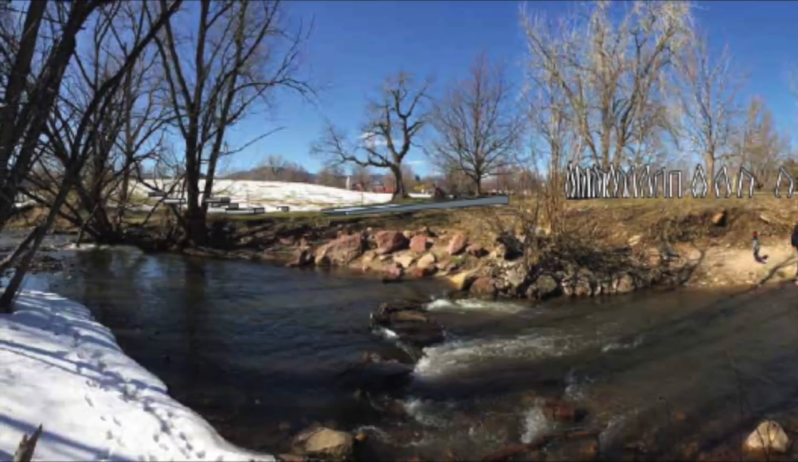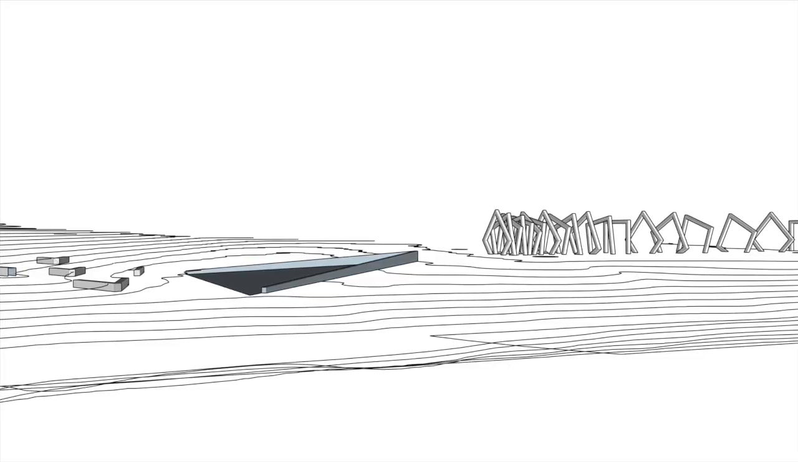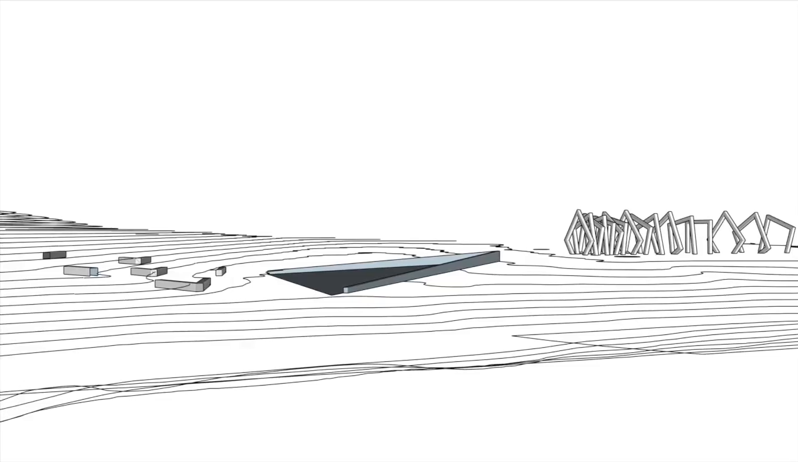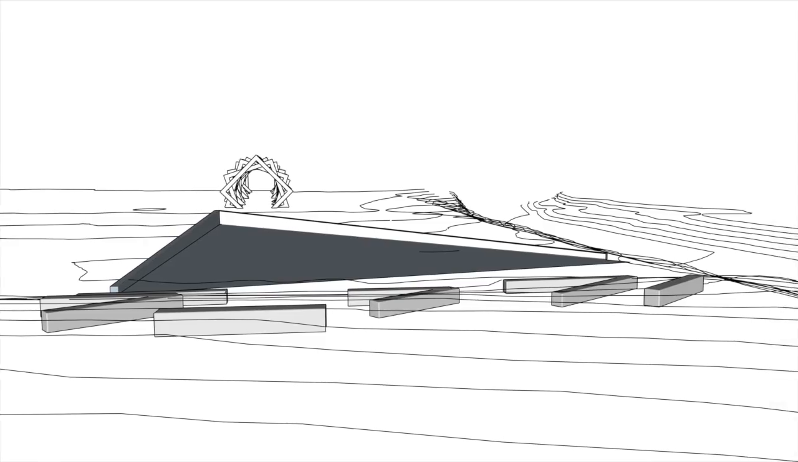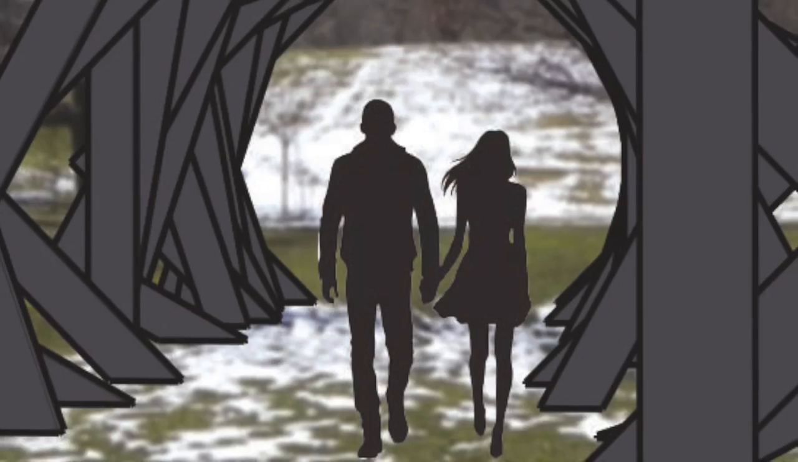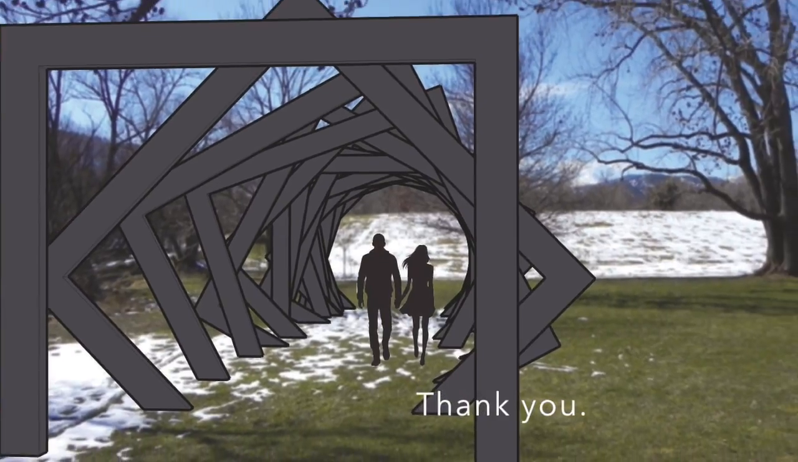Each angle and level allows for a different view and experience, but if one sits and studies or watches a performance, they will always have a view of the creek. Inspired by nature and the Fibonacci sequence, this redesign will help user experience as well as help enhance the site of Scott Carpenter Park. Thank you.